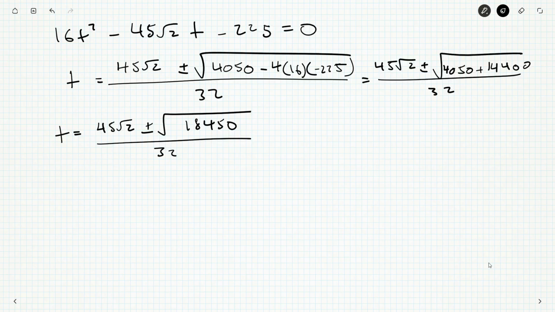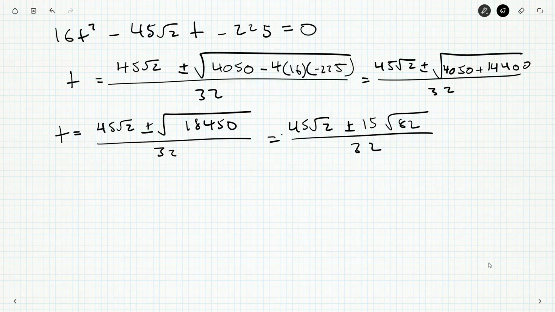369, I can divide by a 9 there. So I'm going to get 45 root 2 plus or minus 3 times, so 15, times root 82, I think. I'm just going to double check that. 15 squared times 82. Yeah, okay.